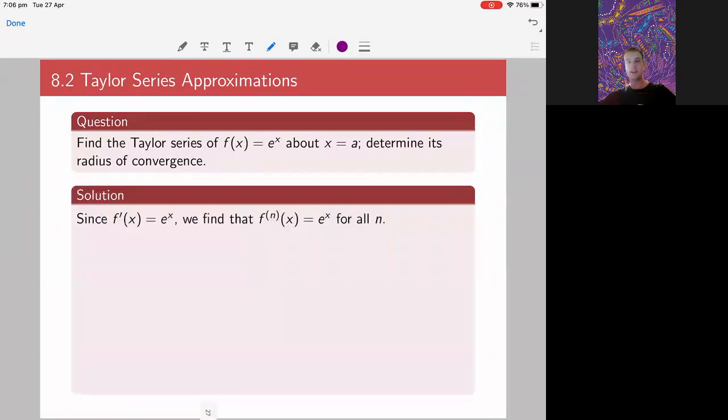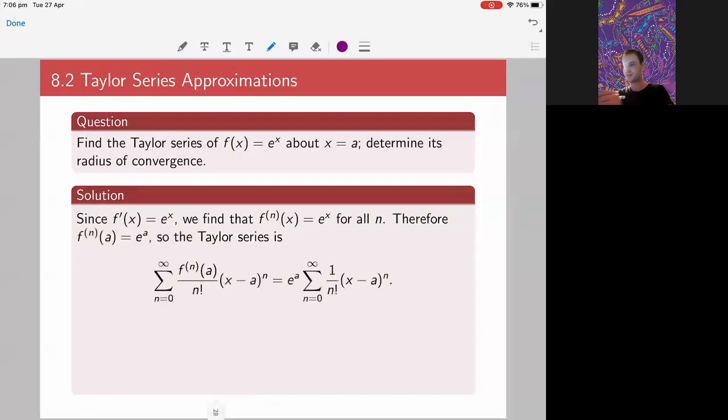So remember, in order to work out a Taylor series, we have to compute all of the derivatives. But this is something that's really nice about this particular example. All of the derivatives are the same. Because remember, the exponential function has this great property that when you differentiate it, you just get e to the x back. So the first derivative is e to the x, the second derivative is e to the x, and all of the derivatives are e to the x.